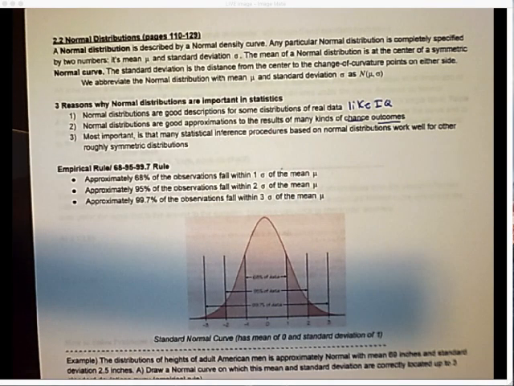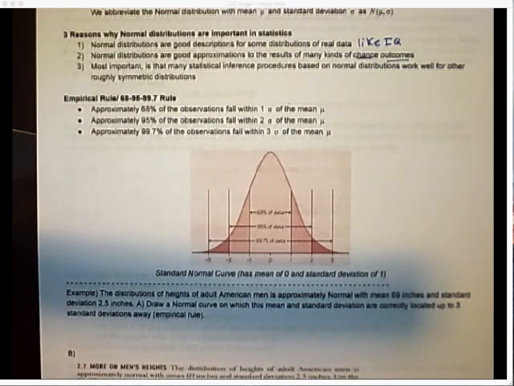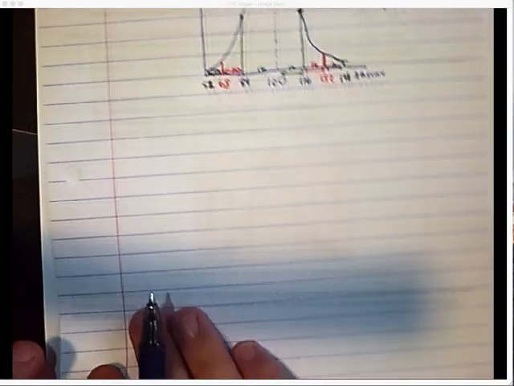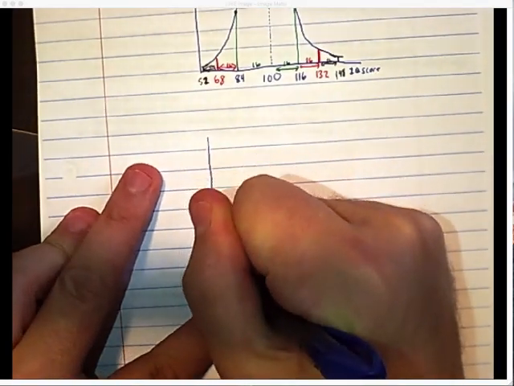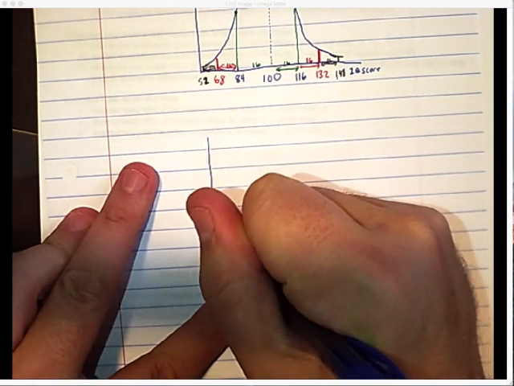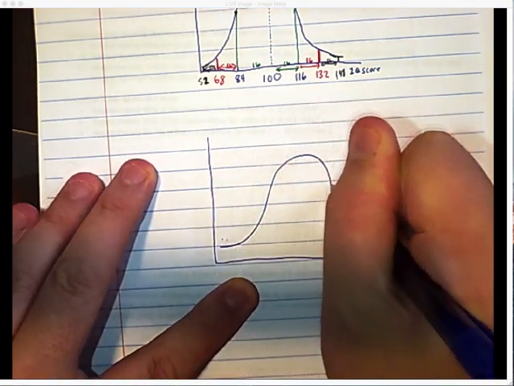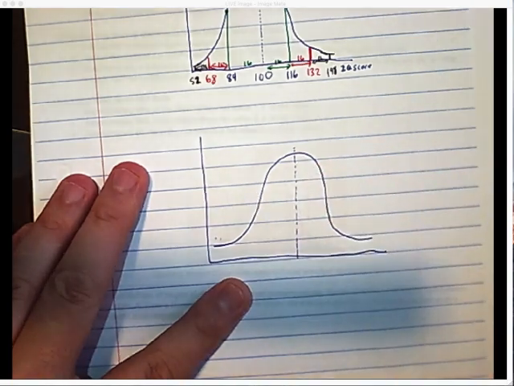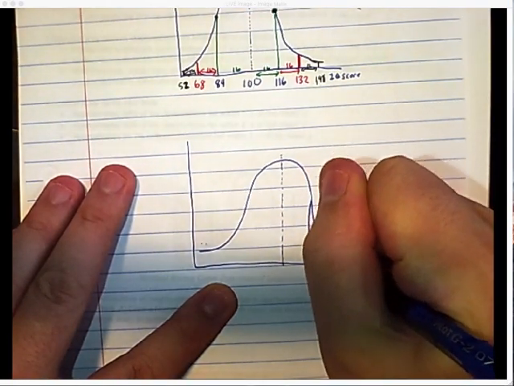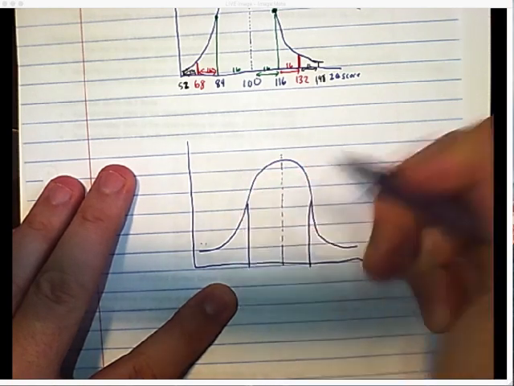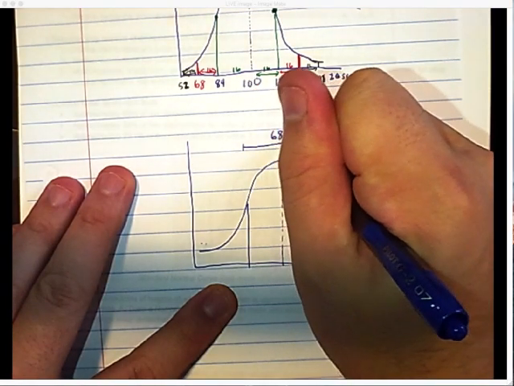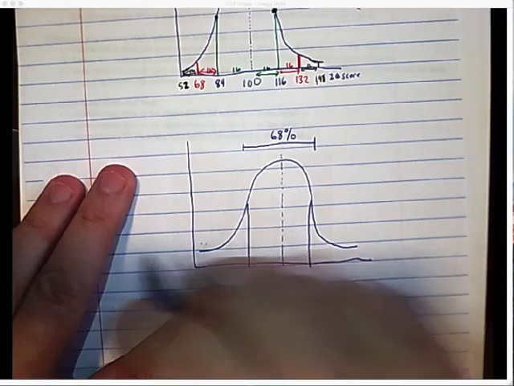So what's so special about this normal distribution, or this normal curve? Here's what's special about it. If we know a distribution is normal or approximately normal, let me draw another normal curve. If this is my mean, and I go out one standard deviation, one above and one below, about 68% of people fall within one standard deviation.